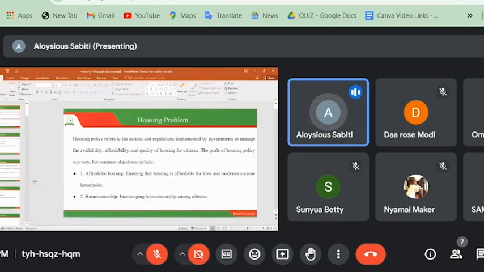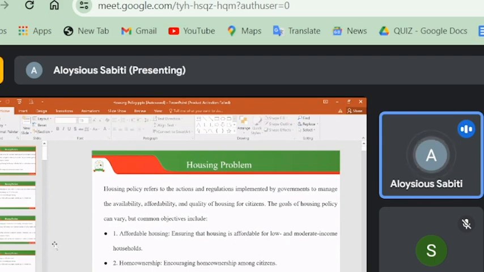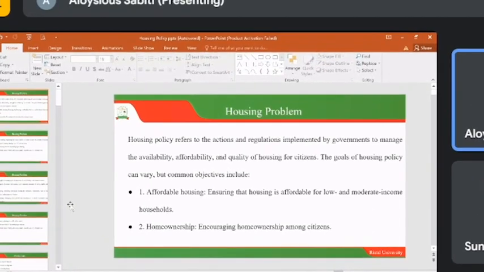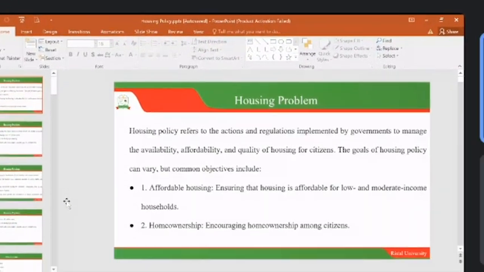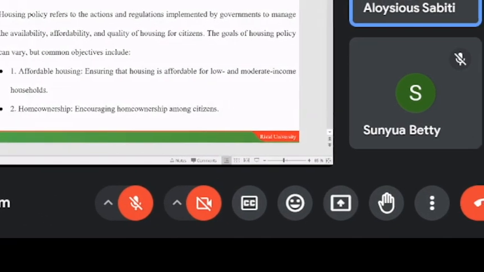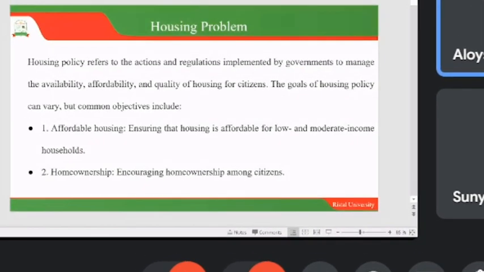What we refer to as the housing policy. And by definition, the housing policy refers to the actions and regulations implemented by governments to manage the availability, affordability, and quality of housing for citizens. The goals of the housing policy can vary from country to country.